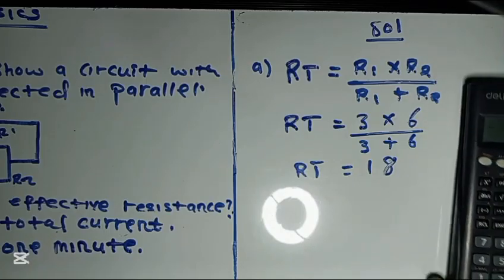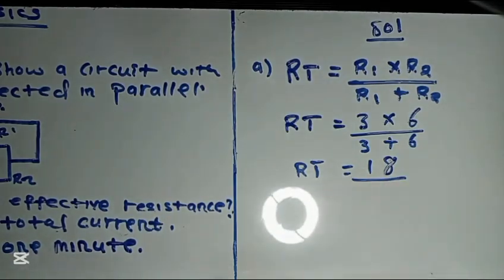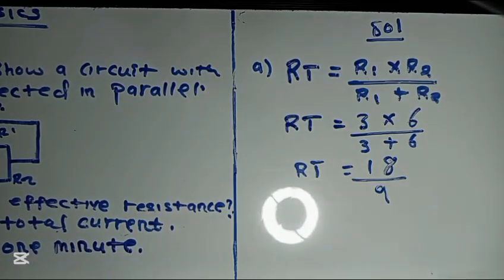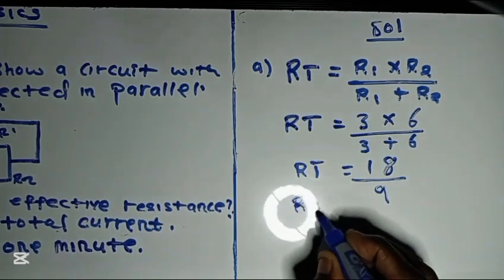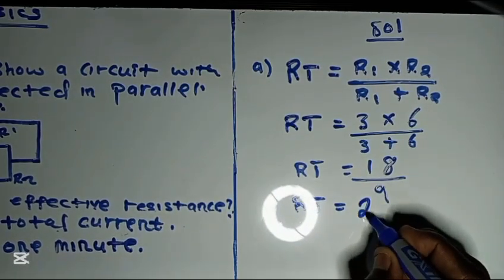We can confirm that by using a calculator. This is science, so you can use a calculator. 3 multiplied by 6 gives us 18. And we're going to divide by 3 plus 6. You can punch it on the calculator to give us 9. Then you continue by saying total resistance is equal to 18 divided by 9, which gives us 2.